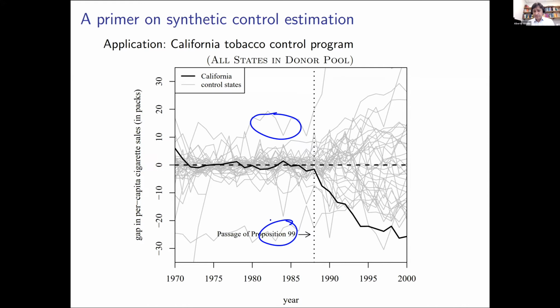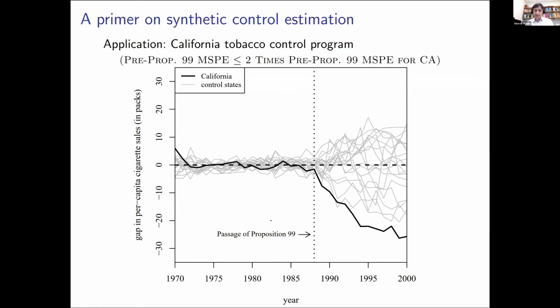So although the estimate for California is really extreme in this permutation distribution, the comparison is not even fair, right? Because we are including here units that we cannot fit very well before the intervention. Okay, if we take those away, let's do this.